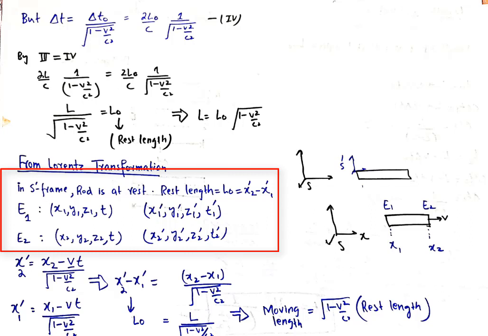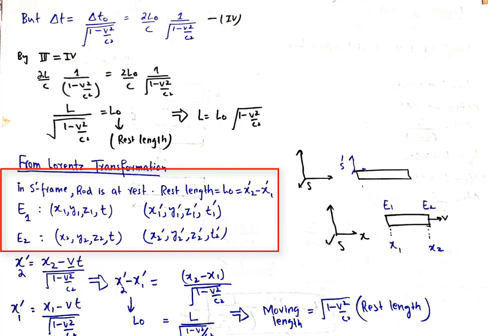Now we have two events. Event 1 is the measurement of the left end of the rod, and event E2 is the measurement of the right end of the rod. In S frame this rod is moving, so we have to measure these two edges at the same time. That means E1 and E2 are simultaneous in time.